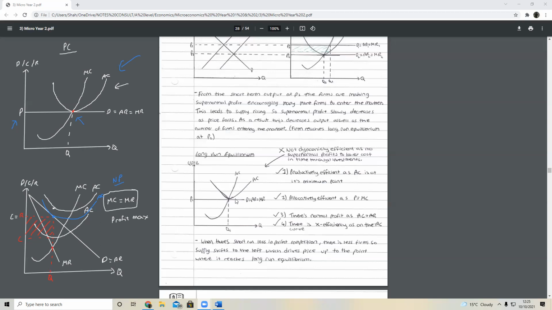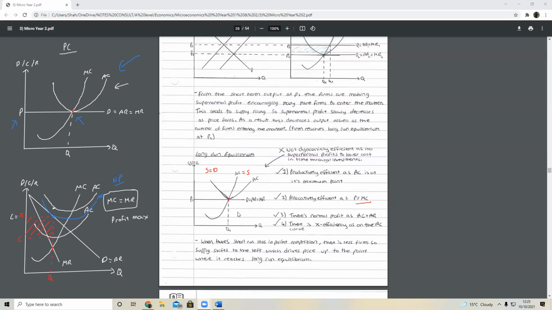Allocative efficiency, because it's producing where P is equal to MC. Remember the tip I gave you: if you're ever struggling to know where allocative efficiency is on a diagram, remember that your marginal cost is also your supply. Allocative efficiency occurs when all consumers are satisfied, when the market is in equilibrium, basically. And that happens where supply is equal to demand, at this point here. And we are producing at this point. This is where P is also equal to marginal cost. And so we have allocative efficiency.